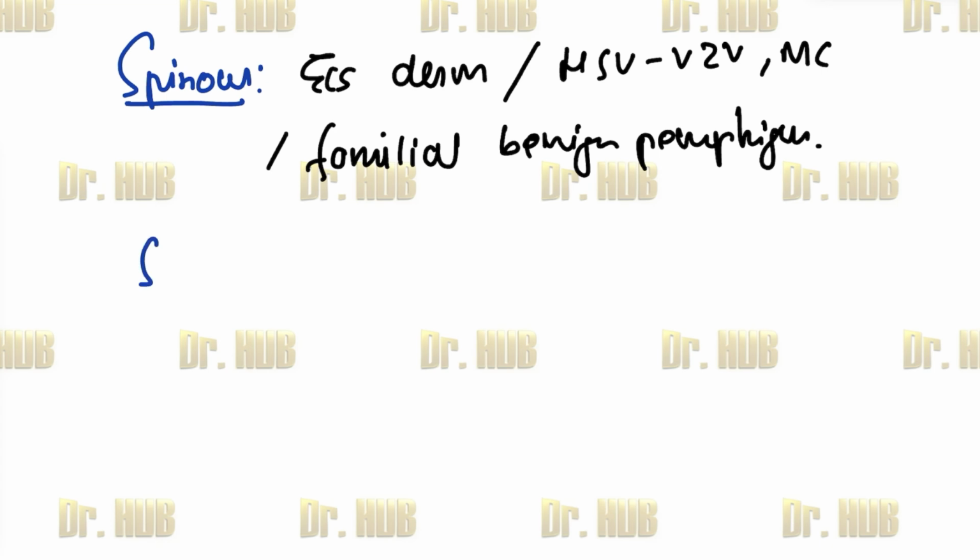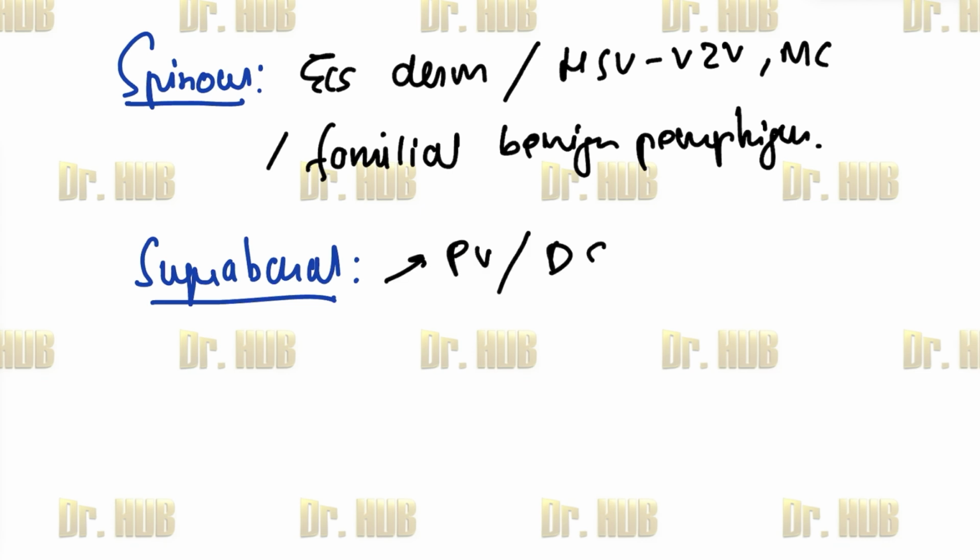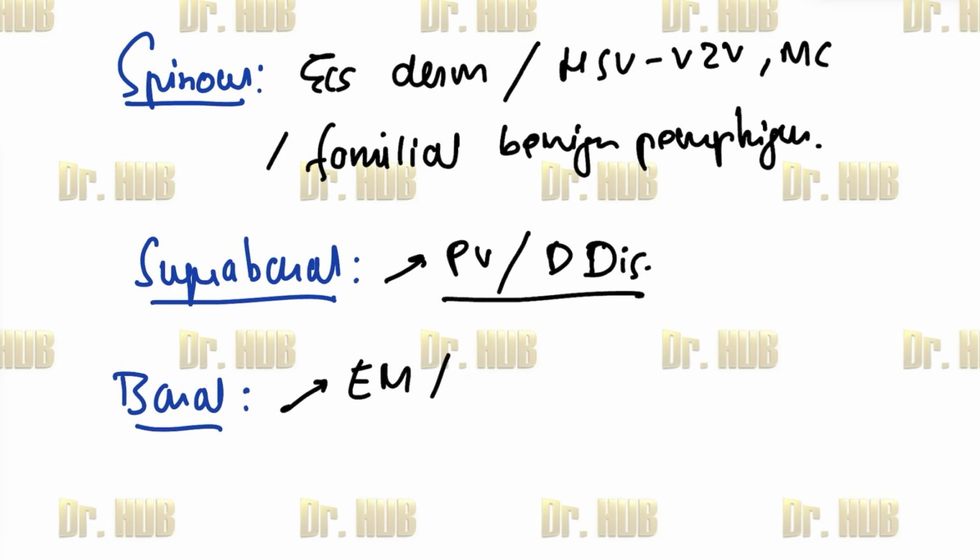Next we move on to the suprabasal. As per the suprabasal, it is pemphigus vulgaris as well as Darier's disease. So there are only two in suprabasal, the pemphigus as well as Darier's disease. Next we look at the basal layers. The basal layer includes erythema multiforme as well as epidermolysis bullosa simplex.